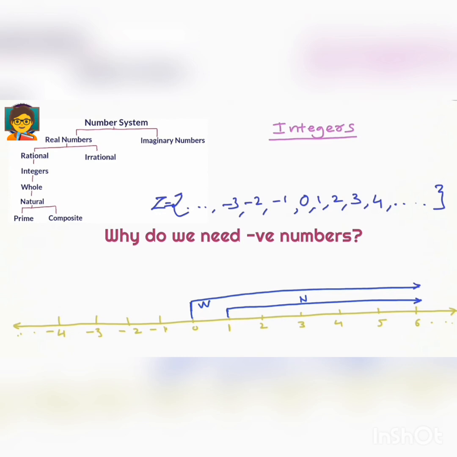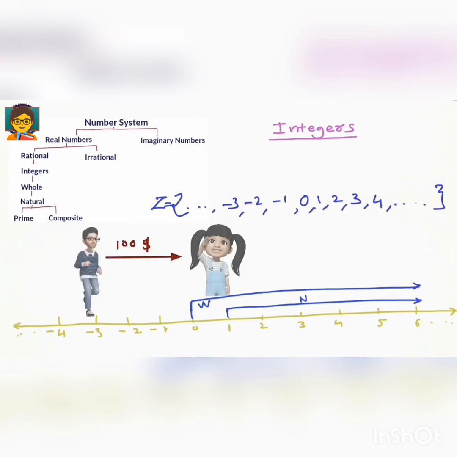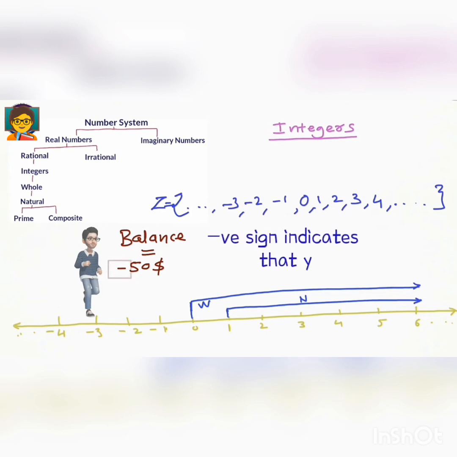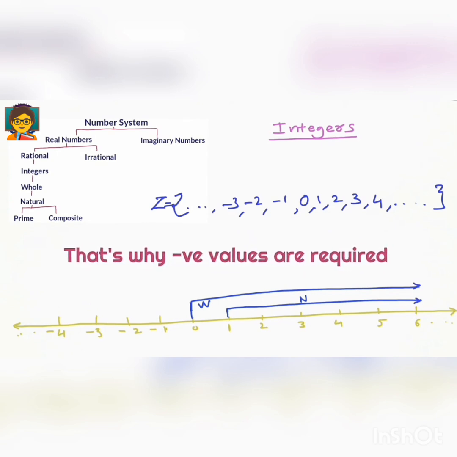We know why we have the numbers from 0 to infinity, but why do we have numbers in negative? Let's first understand that. Let's say you have $100 and you give it to your friend. Your friend returns you $50 only. Now how much balance do you have? -$50. We know there is no such note available in the market which amounts to -$50. However, this negative sign indicates that you are in a loss. That's the reason these negative values are required.